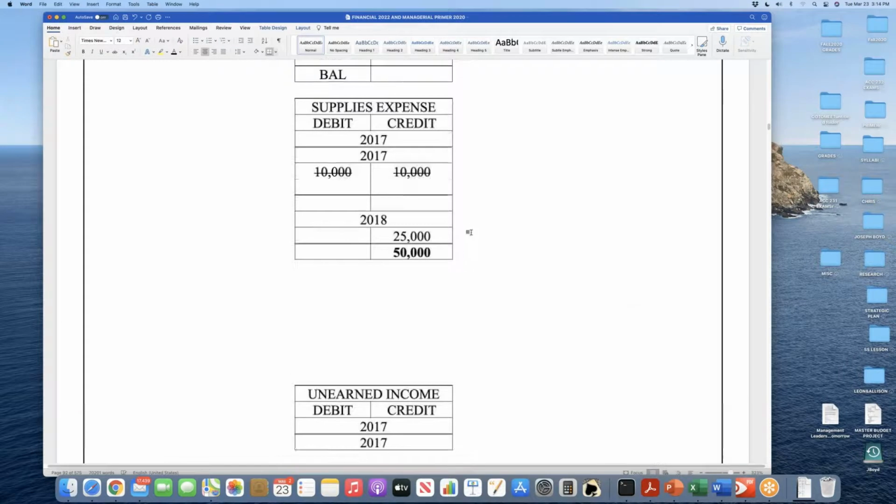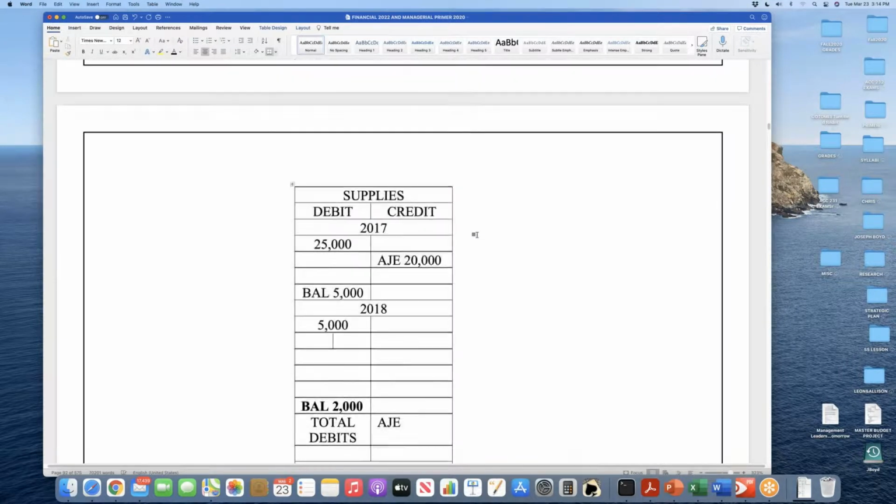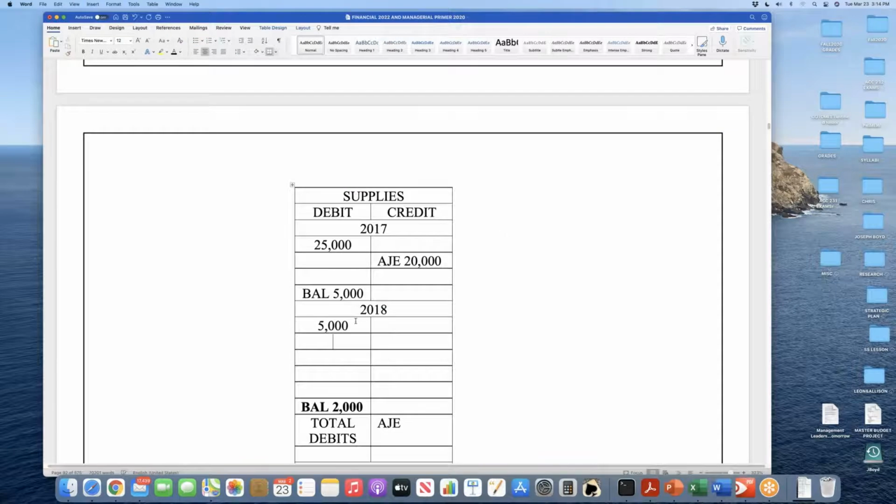Okay, so what they're saying is this. When we get to 2018, we already got $5,000 in the account. Any questions?